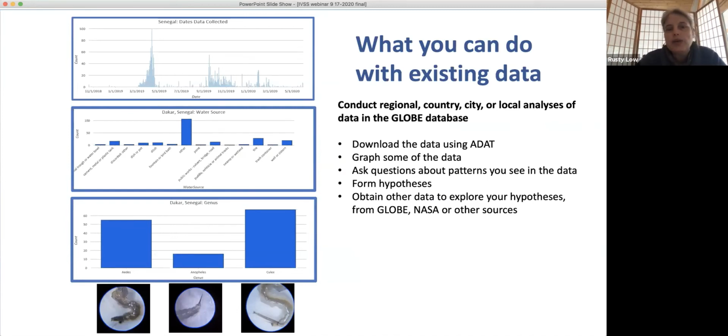What I did is I went to the Advanced Data Access Tool on globe.gov. You can find that in the data section of the GLOBE program website. And what I did was I collected data and brought it into a spreadsheet. I looked at a specific place, Dakar, Senegal, and tried to see if there were any patterns. And sure enough, I'm seeing that the different kinds of water sources that citizen scientists have identified vary widely.